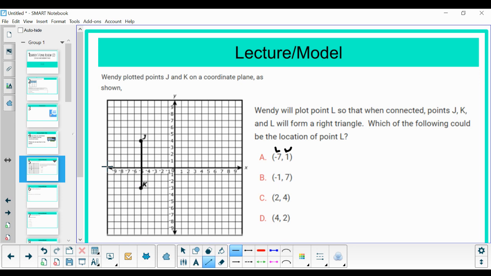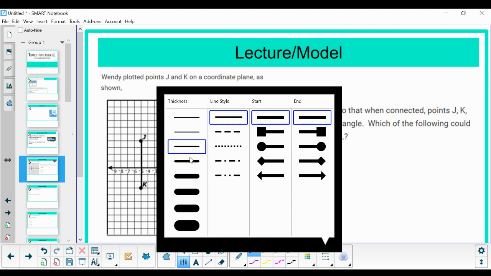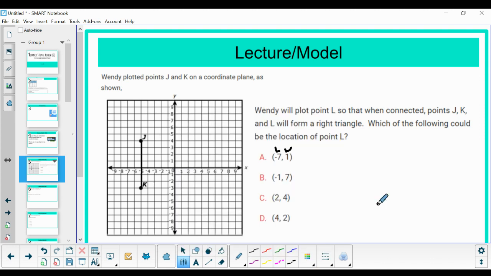Now let's look at the other points and see if I plotted them, would it make a right angle? We'll use a pen. Okay, so first things first, we're going to plot negative 7, 1. Negative 7, 1 would be 7 to the left and 1 up because left and right goes first, and negative is left. Up and down goes second, and positive is up. Negative 7, 1 would be plotted as shown.